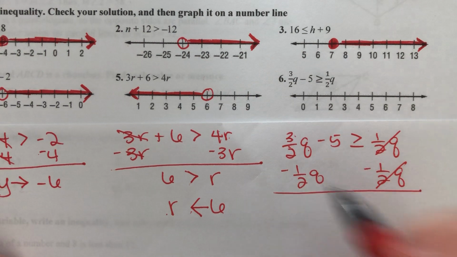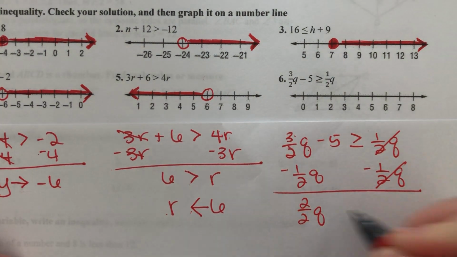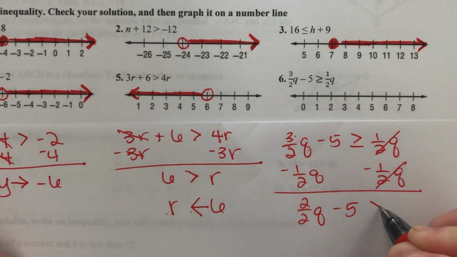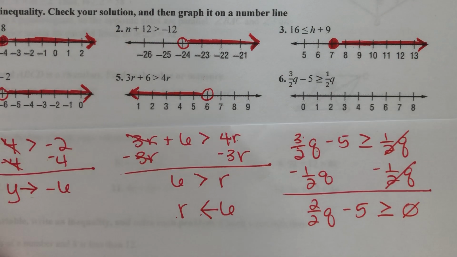All right, so 3/2 minus 1/2 gives us 2/2 q minus 5. Bring down my symbol, and then there's nothing left over here. Let's scoot this up a little bit.